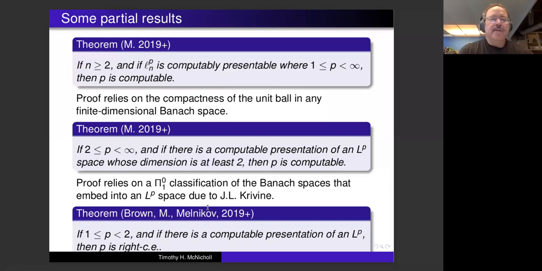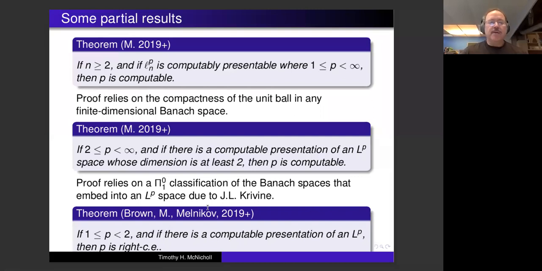Let's first go to the finite dimensional case. In that case, the obvious answer is right. If n is at least 2, and if little l^p n is computably presentable, then p has to be computable. The proof is kind of a brute force search procedure, and the reason that search procedure works is because the unit ball in any finite dimensional Banach space is compact.